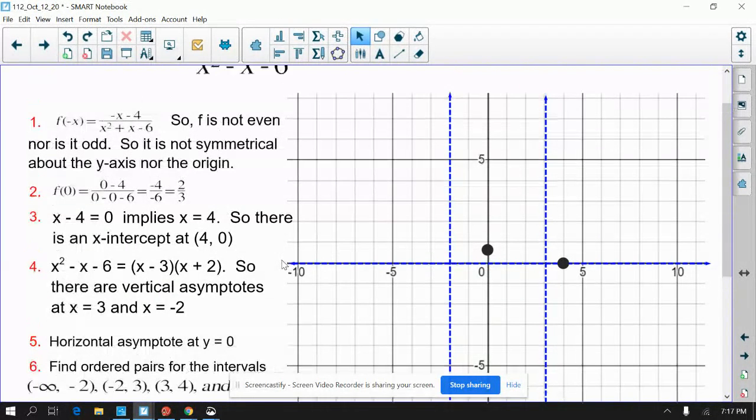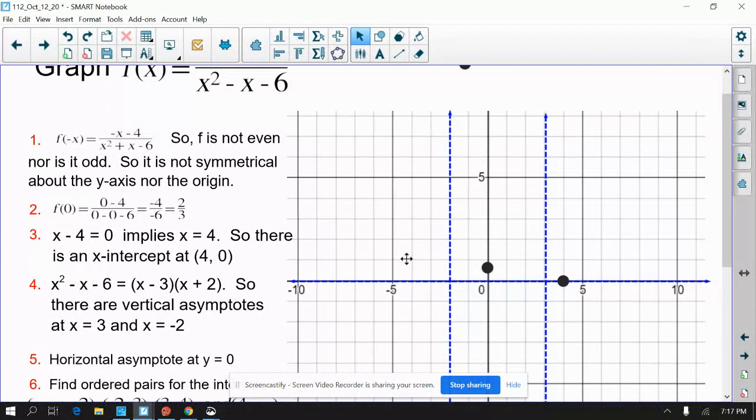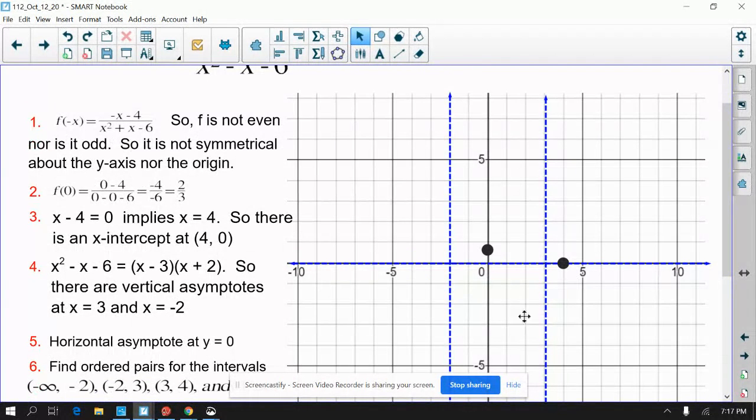And then finally, find some ordered pairs, but not just any old ordered pairs. You see how it divides the coordinate plane into sectors. We want to find an ordered pair on one side of this asymptote, in between these two asymptotes on the one side of this zero, so in between the asymptote and the zero, and then past that zero. So we've got 4 intervals that we want to find ordered pairs for.